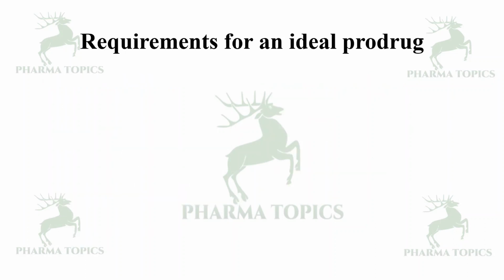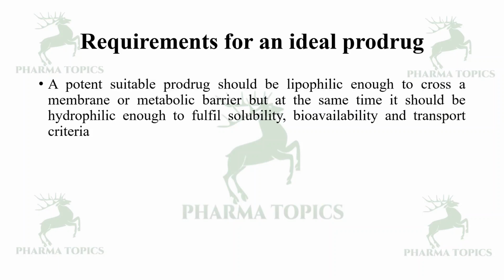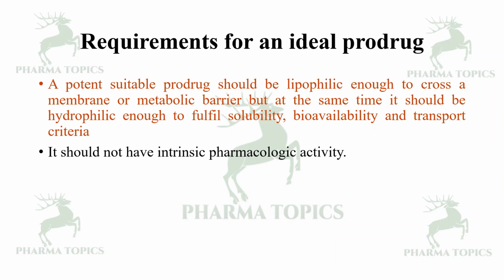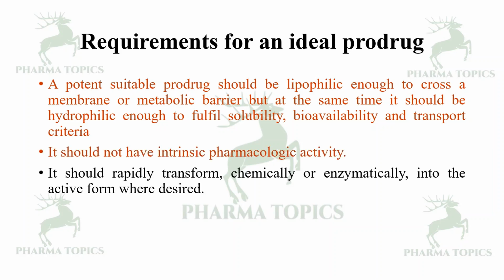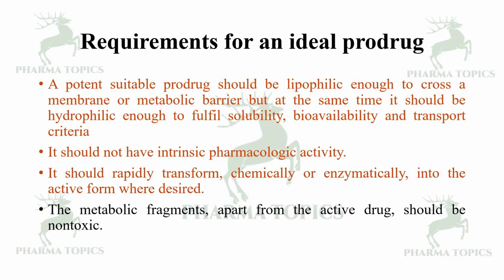Let us see the requirements for an ideal prodrug. A potent, suitable prodrug should be lipophilic enough to cross a membrane or a metabolic barrier, but at the same time, it should be hydrophilic enough to fulfill solubility, bioavailability, and transport criteria. It should not have intrinsic pharmacological activity. It should rapidly transform chemically or enzymatically into the active form where desired. The metabolic fragments apart from the active drug should be non-toxic.